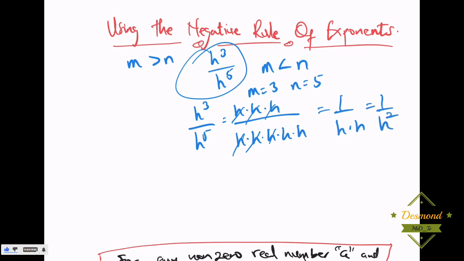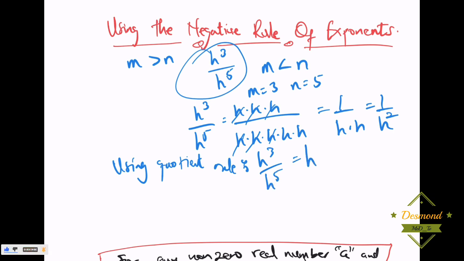which is 1 on h exponent 2. Now, if we were to simplify the original expression using the quotient rule, we will have something like so. Let's say we have the expression h exponent 3 on h exponent 5. We will have h, which is the base, then exponent 3 minus 5. That's what we are going to get. Then we get h exponent negative 2. So putting the answer together, we will have h exponent negative 2 equal to 1 on h exponent 2.